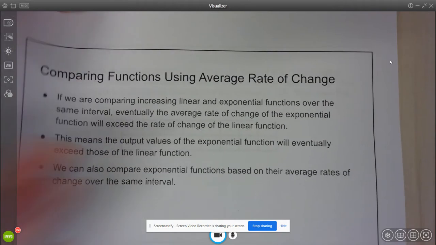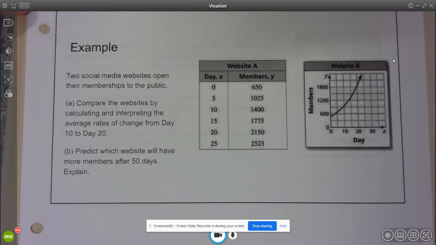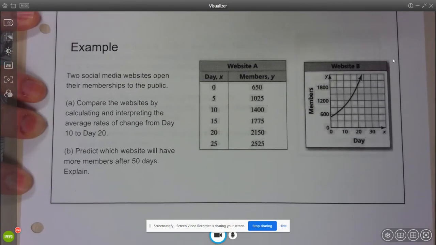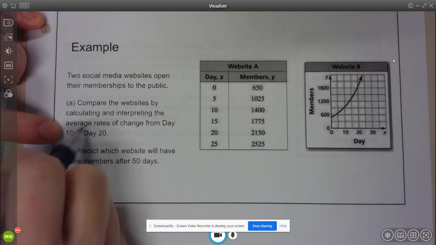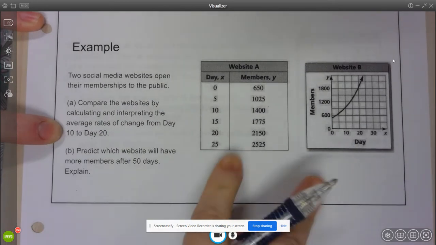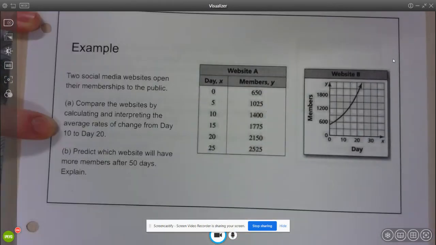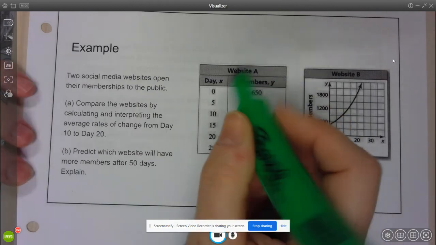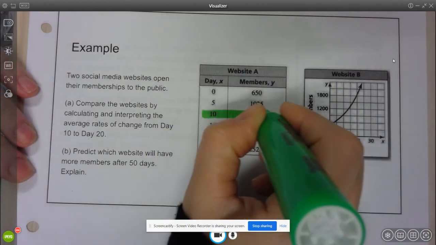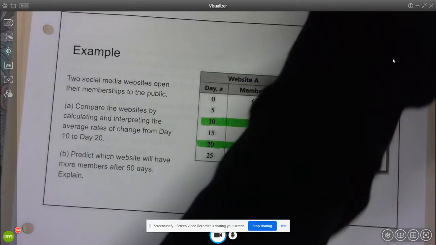So the first one we're going to look at here has a table and a graph, and we want to look at the average rate of change from day 10 to day 20 on both of these and then compare them. So here is day 10 to day 20 on website A.